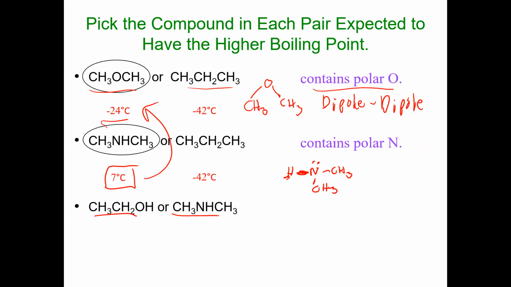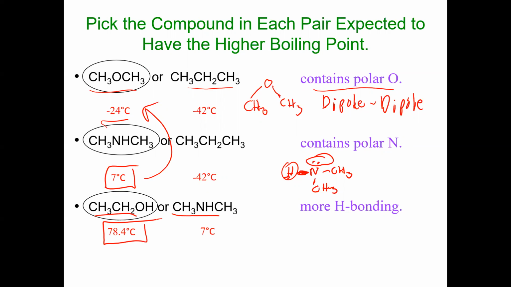What about ethanol versus N-methylmethanamine? The ethanol has a higher boiling point. Why? Because it can actually hydrogen bond more times than this one can. It can hydrogen bond 3 times versus this can only hydrogen bond 2 times. Or you can think of it as the oxygen being more electronegative than the nitrogen, so the hydrogen bonding is stronger. And we see a very big increase because the hydrogen bond is stronger because of the difference in electronegativity. And there's more hydrogen bonding.